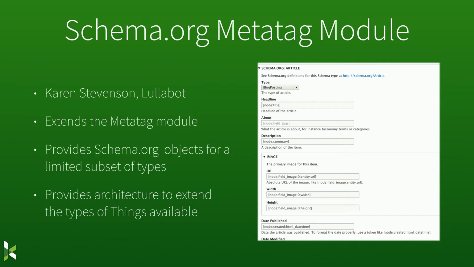It provides the schema.org schemas, the object types, for a limited subset of the types. As we established, there's this huge network of schema there. Out of the box, this is going to come with a few, but it does provide the architecture to extend the type of thing that's available. So if you have a custom scenario, you can implement whatever schema it is on schema.org that your site needs, and you can extend this module and hopefully contribute that. This module outputs JSON-LD into your page, which was really what we were trying to get to.